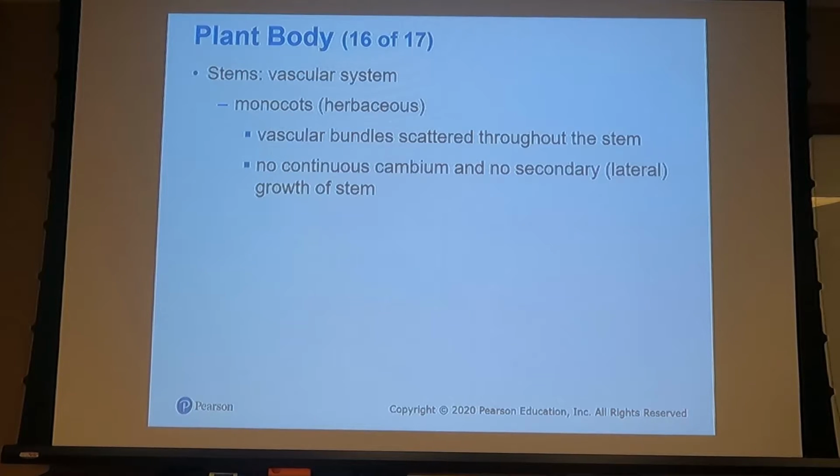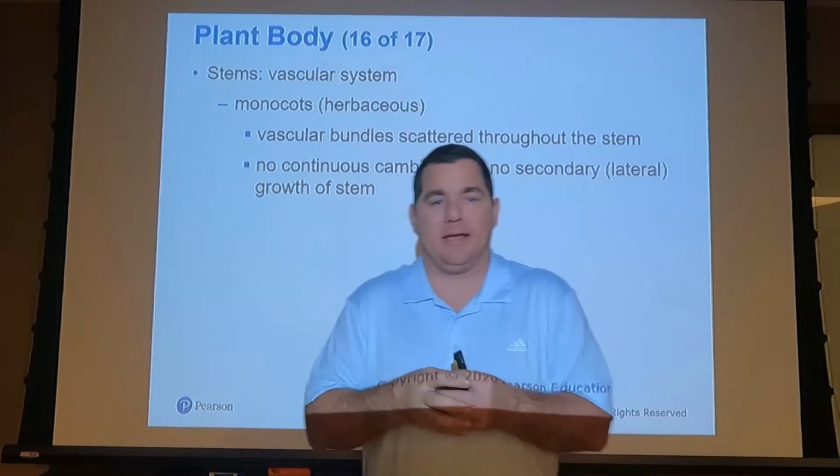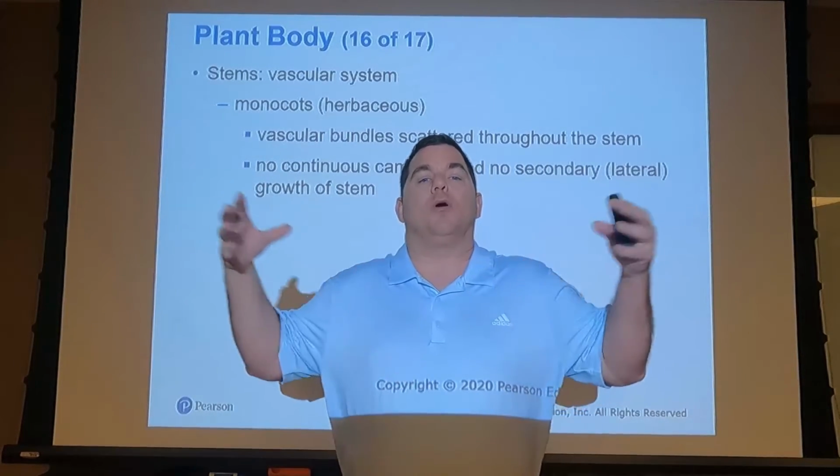In monocots, those vascular bundles are scattered throughout the stem. We do not have any continuous cambium or secondary growth of the stem. So once the plant gets out as much as it can, it won't continue to grow.